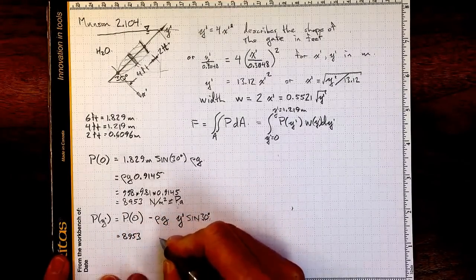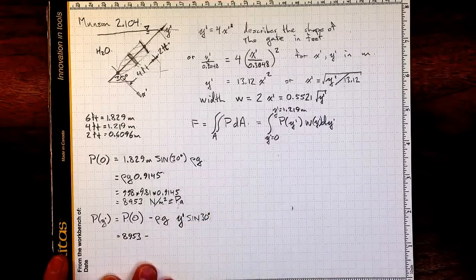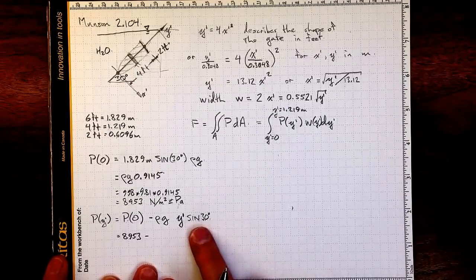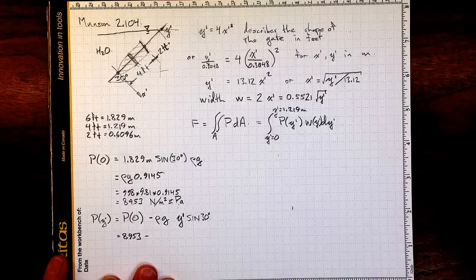So the pressure will start at this value and it will go down, and we'll wind up with 8953 minus 998 times 9.81 is 9790 times the sine of 30 degrees is 0.5, so divide by 2 and we get 4895 y prime.